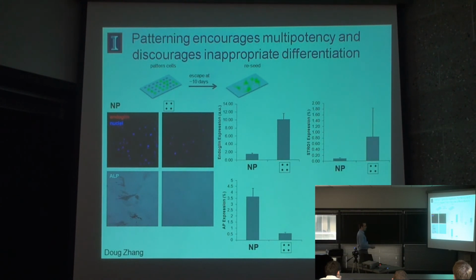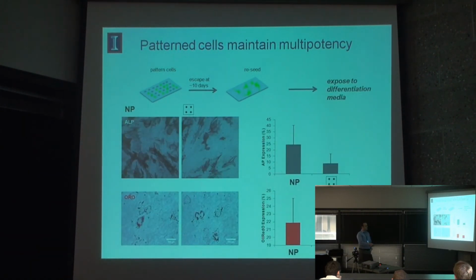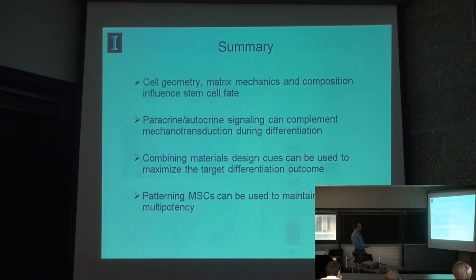And this is work by Doug Zhang in my group. And they also can still differentiate. I'll show that before I close here. And so here, this is alkaline phosphatase staining. You see less differentiation, and that's presumably because many of the cells in the starting population are still mesenchymal stem cells and not progenitors. And we see this with fat as well.